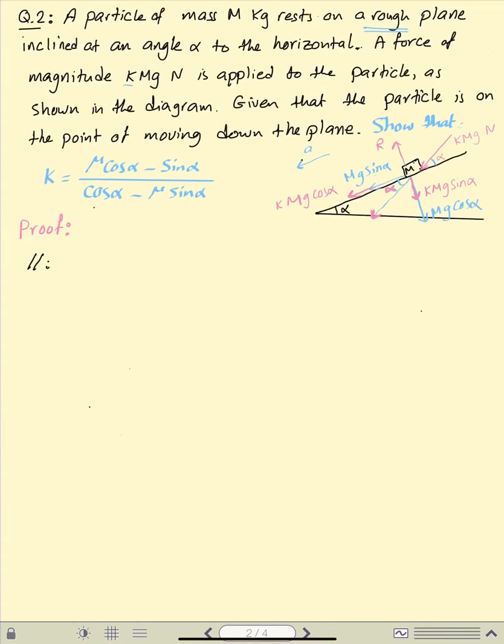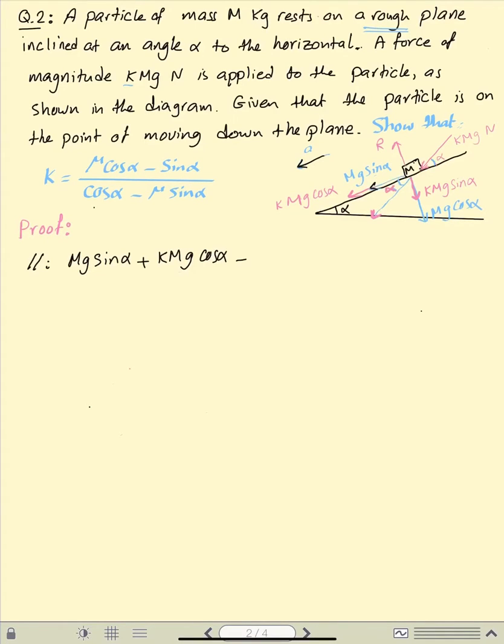Since the direction of the motion is down the plane, we have two forces in the same direction. First one is mg sine alpha. Since there are two forces, we add them, plus kmg cosine alpha. This question seems hard. It's not hard. Just do it step by step. We are AS or A-level students. We must be good in algebra. Just write everything sufficiently, you'll be fine.